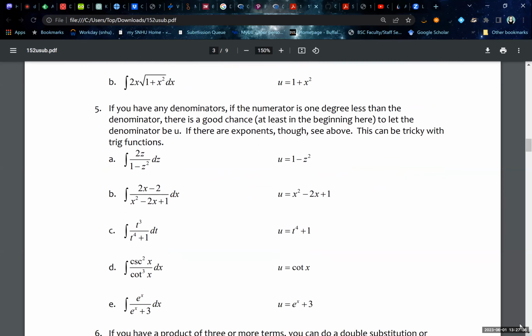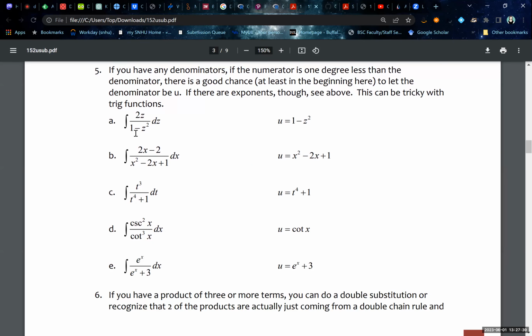Now, if you have denominators, rational expressions, then it's often useful to look at the denominator as the thing that you want to make your substitution for. In this example, the derivative of 1 minus z squared is -2z. So it is a constant multiple of the numerator. And so that is the suggestion here, to make the denominator the substitution. Same thing for a problem like B. The derivative of the denominator is 2x minus 2. And when you do the antiderivative, you'll get a log of the denominator as your answer, but this is how you identify what to do.